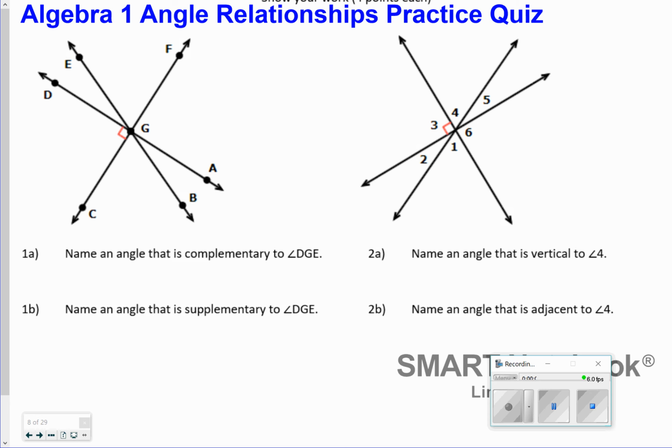This is your angle relationships practice quiz. So we're just going to go over a few correct answers. The first one talks about being complementary. Remember, complementary means 90 degrees, and the next one is talking about supplementary, and that's 180. Supplementary is a straight angle.